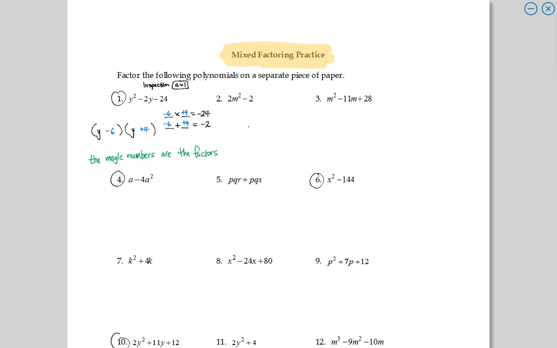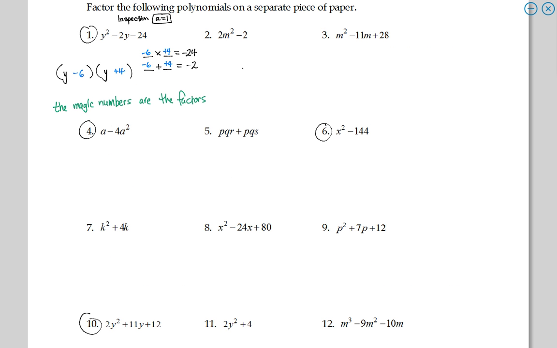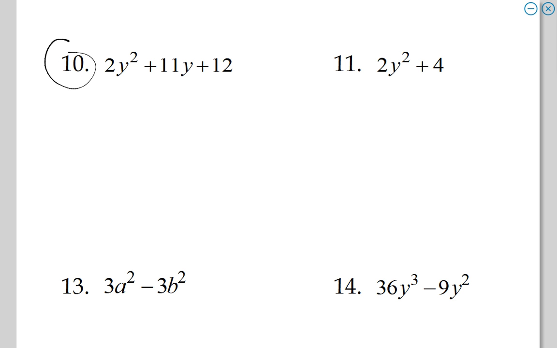Now guess what's going to happen when we do the one underneath? The magic numbers are not the factors, but they help you get there. Okay? So let's try this one. Number 10 here, you're going to put decomposition, and then you're going to put a not 1.